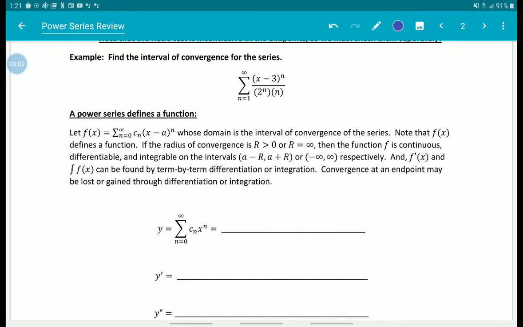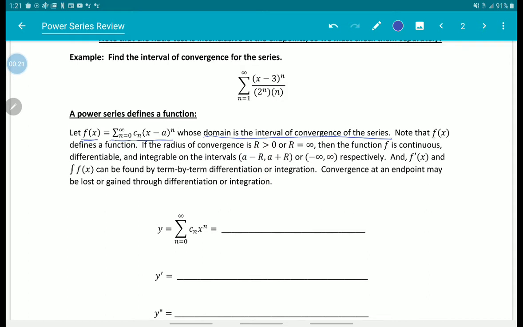Let's look at a function that's defined in terms of a power series. So we're going to let f of x be written in terms of a power series, starting from n and going to infinity of c sub n times (x minus a) to the n. The domain is going to be the interval of convergence for the series.